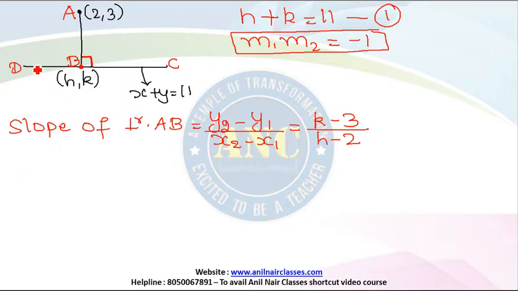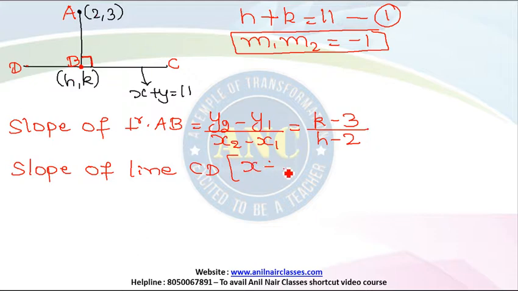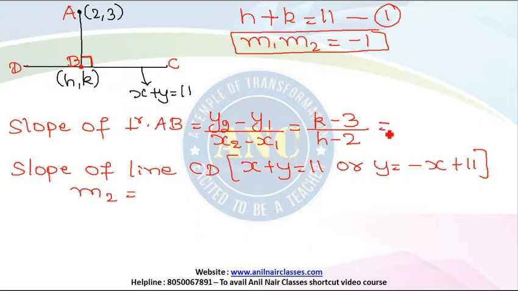Similarly, how to find the slope of line CD? What is the line CD? It is y is equal to mx plus c. The line is x plus y is equal to 11, or in other words y is equal to minus x plus 11. That means the slope of line CD, I will call it m2. Slope of perpendicular AB, I will call it m1. So the m value is minus 1. Now I know that the product of m1 and m2 is equal to minus 1.